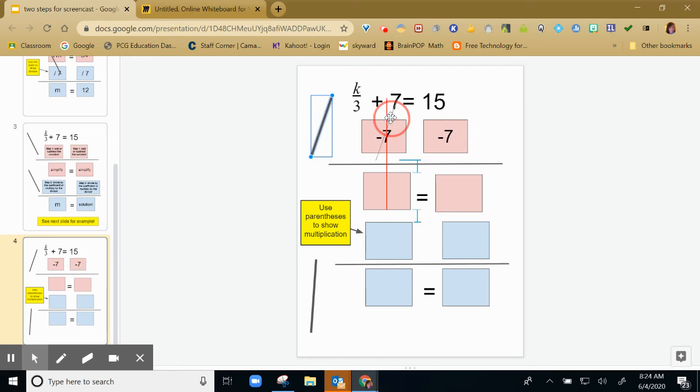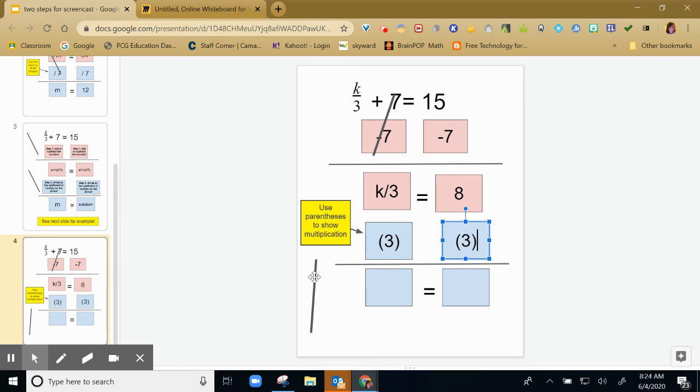And now I know that these two will cancel. And all I have left is k over 3. Go ahead and, again, use that slash to show that you're dividing. Okay? And then 15 minus 7 is 8. Okay. It says use parentheses to show multiplication. Because how do I get rid of this? How do I get this variable by itself? It's dividing by 3, so I'm going to multiply by 3. And I'm going to show that with parentheses on both sides.